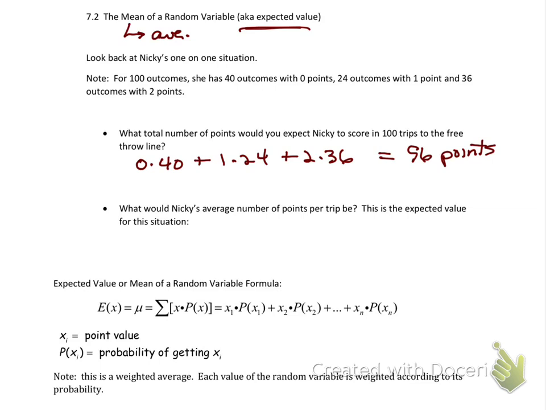Then, what would Nikki's average number of points per trip be? This is the expected value for the situation. So the average per trip, 96 points for 100 trips, is going to be 0.96.